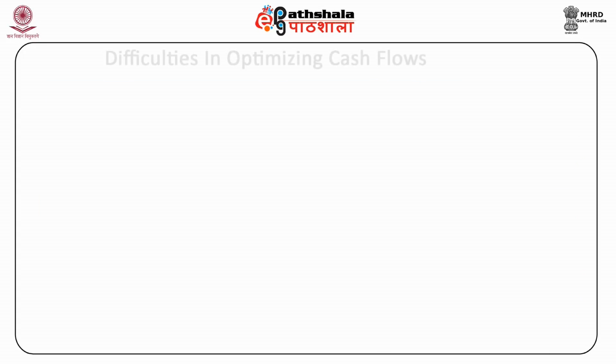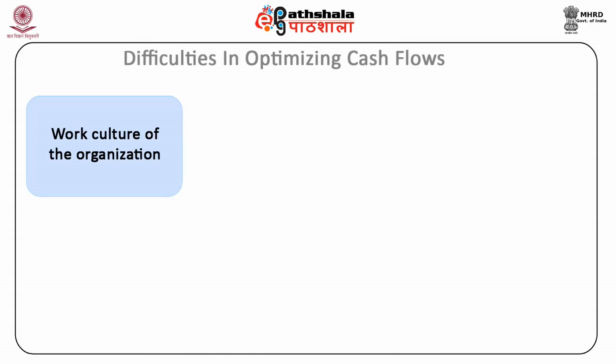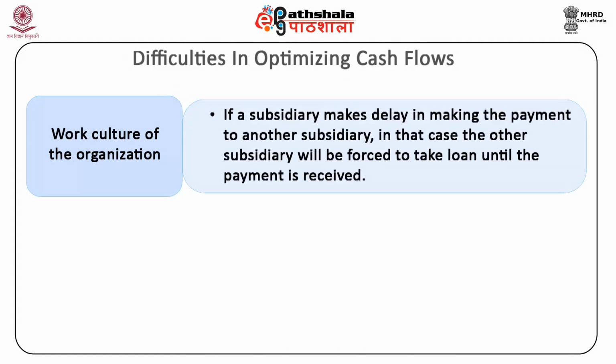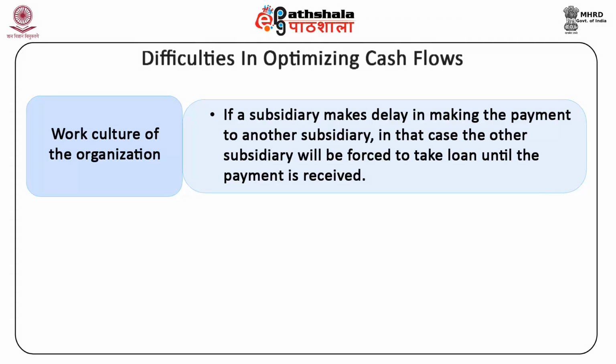We will discuss difficulties in optimizing cash flows. First, work culture of the organization. At times, if a subsidiary makes delay in making the payment to another subsidiary, in that case, the other subsidiary will be forced to take loan until the payment is received. In these cases, it becomes difficult to optimize the cash flows for all the subsidiaries because poor and inefficient working of one subsidiary disturbs the cash management of other subsidiaries too.